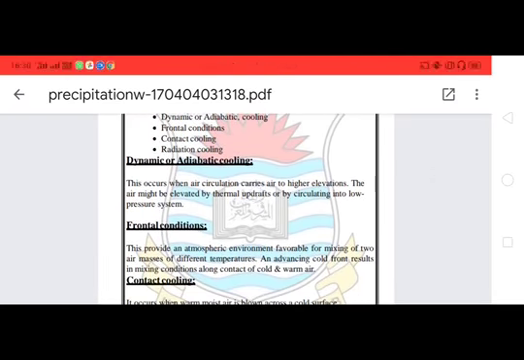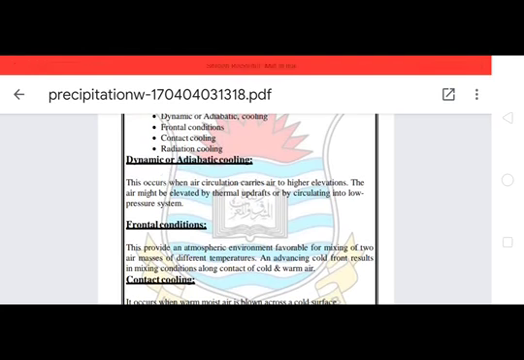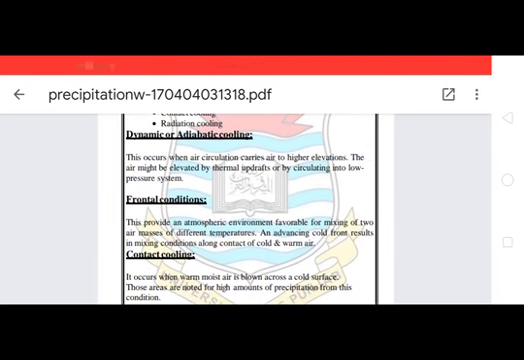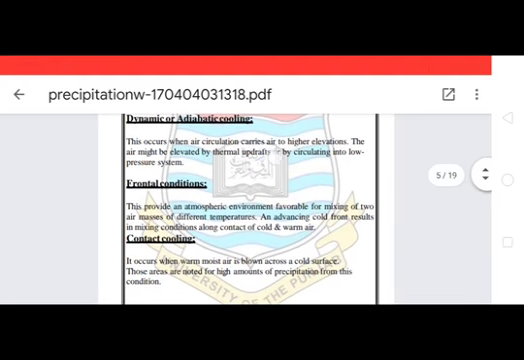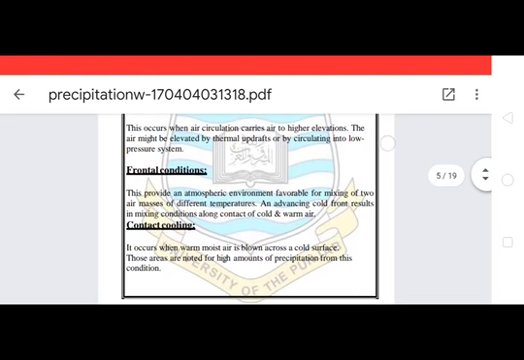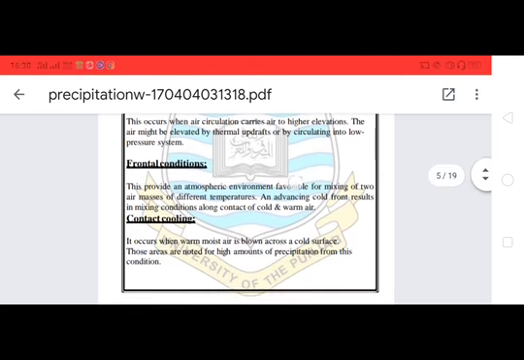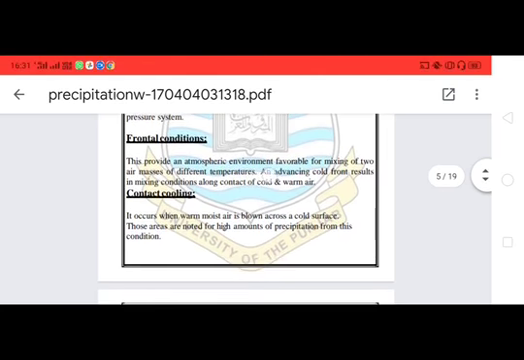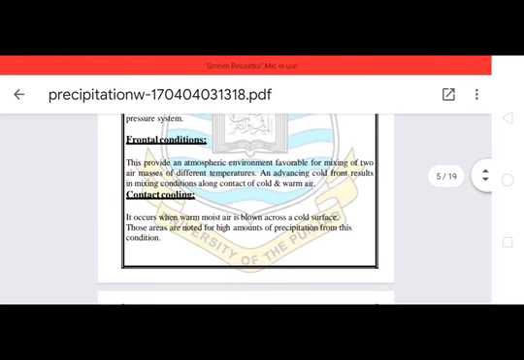Then what is dynamic cooling? Dynamic or adiabatic cooling occurs when air circulation carries air to a higher elevation. The air might be elevated by thermal updrafts or by circulating into a low pressure system. Frontal condition provides an atmospheric environment favorable for mixing of two air masses of different temperatures. An advancing cold front results in mixing conditions along the contact of cold and warm air.